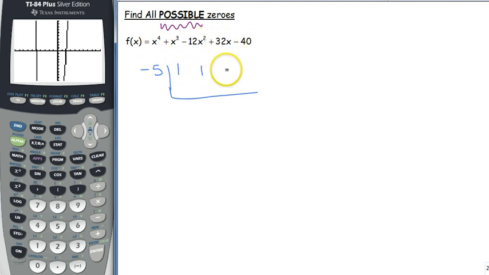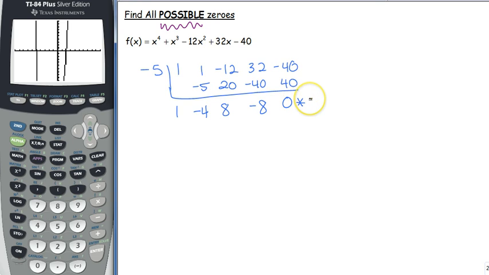We double check and make sure that we're not missing any pieces, which we're not, which is good, so we don't have to fill any zeros in. Pull down the 1, that gives us -5, that's a -4, multiply to get 20, add to get 8, multiply to get -40, add to get -8, multiply to get a +40, with a remainder of 0. So we were correct in the fact that -5 was a solution. So this leaves us with x cubed minus 4x squared plus 8x minus 8. Again, we start with a 4th degree, so when we factored out one solution, we're now at a 3rd degree.